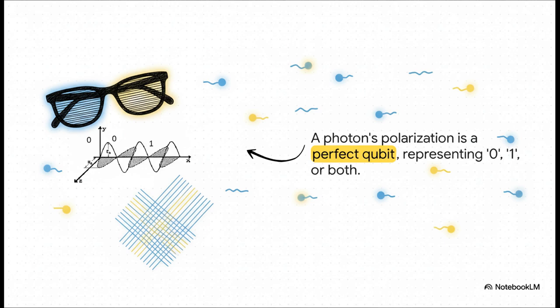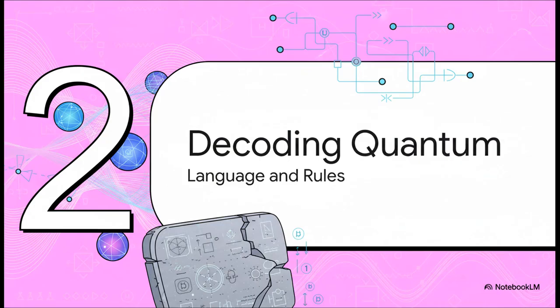A single photon can also be in a diagonal state, which is a perfect 50-50 superposition of both horizontal and vertical at the same time. It isn't one or the other. It's literally both. Okay, so we've met the qubit. Now we need to learn how to speak its language and, maybe more importantly, get a feel for the incredibly strange rules of its world.